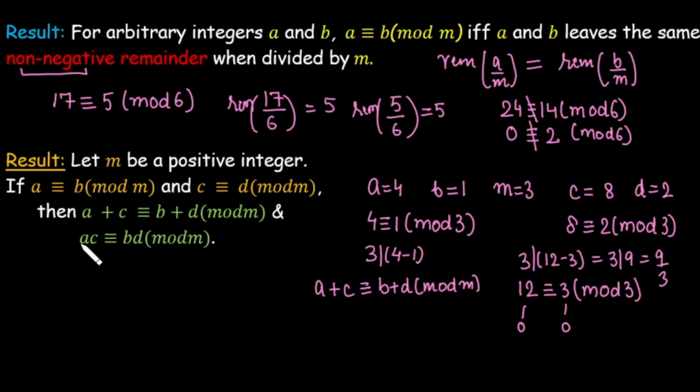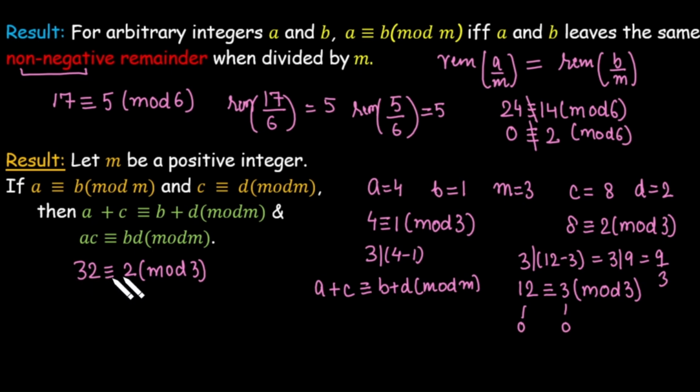Similarly, check the second case, A into C. That is the 4 into 8, 32, is congruent to B into D, 1 into 2. That is the 2 mod 3. This is applicable by using the result.